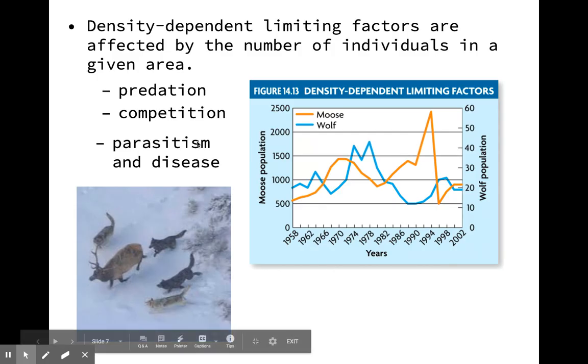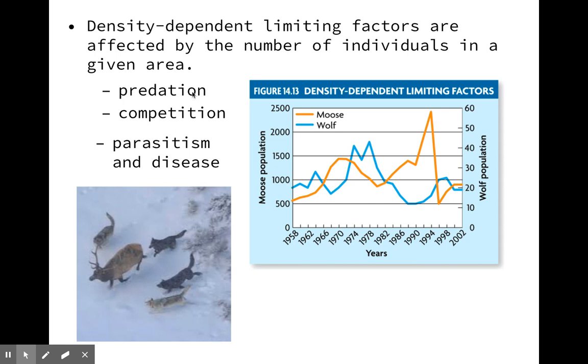Density-dependent limiting factors are affected by the number of individuals in that given area. So predation: if there are more predators, then the prey population is going to decrease, as we see here. Notice I have my wolf population and my moose population. My moose population is going to grow out of control if there are no predators. Eventually, as we see here, when the wolf population increases, the moose population decreases. Why is that? Well, eventually these wolves are going to start competing for food, and then their populations start to decrease as well. So density dependent would be predation, competition, parasitism, and disease.